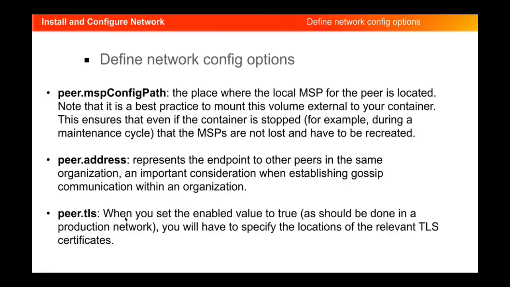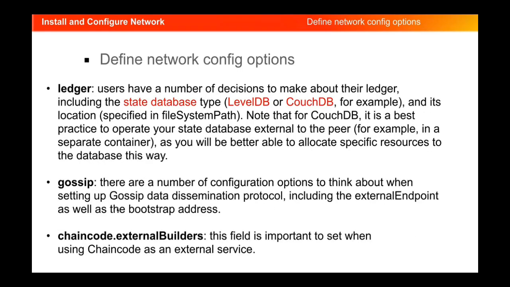Then you have peer.tls. When you set this to enabled, or true, you have to specify the location of the relevant TLS certificates. You have a property like ledger. In this, the user has a number of decisions to make about the ledger, including the state database, as we have discussed before, which has two options: LevelDB and CouchDB. This is where you give this property, and you tell which DB we are going to use for the state database, or world state database.